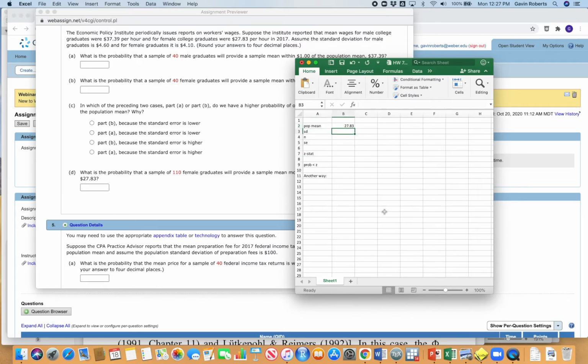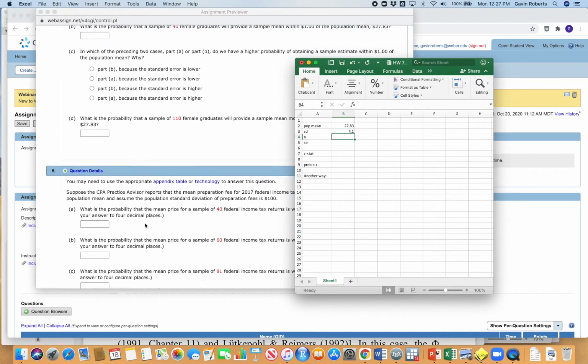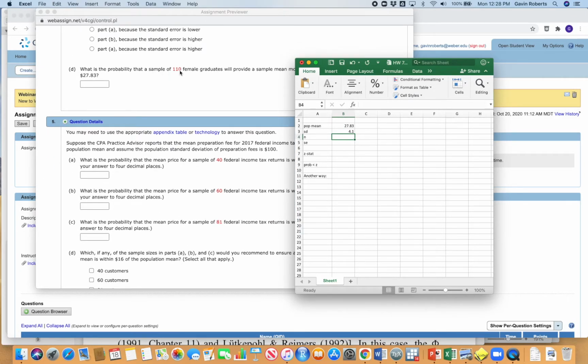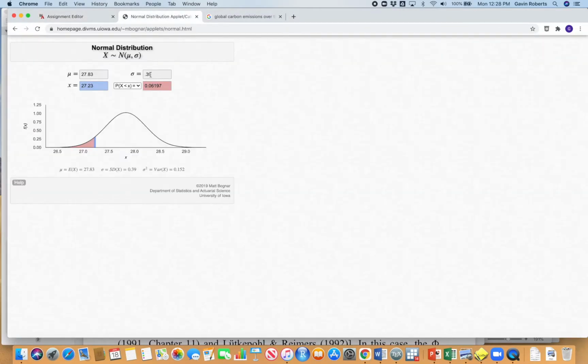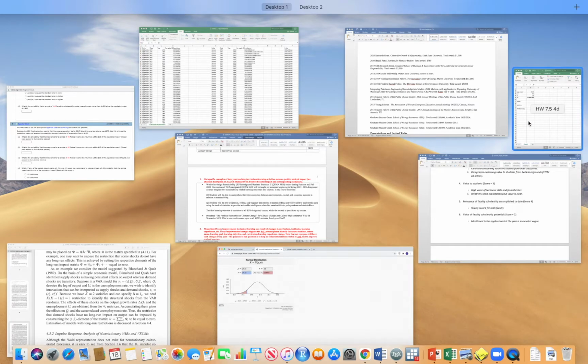Population mean. Standard deviation, in this case it's the population standard deviation. N is the sample size. Down here in the problem, they tell us they're going to take a sample of 110. Now I'm ready to calculate my standard error, right? That's equal to the standard deviation divided by the square root of the sample size. That's where I got that 0.39 in the picture that I showed you right here. So 0.39, that's why I put 0.39 there.